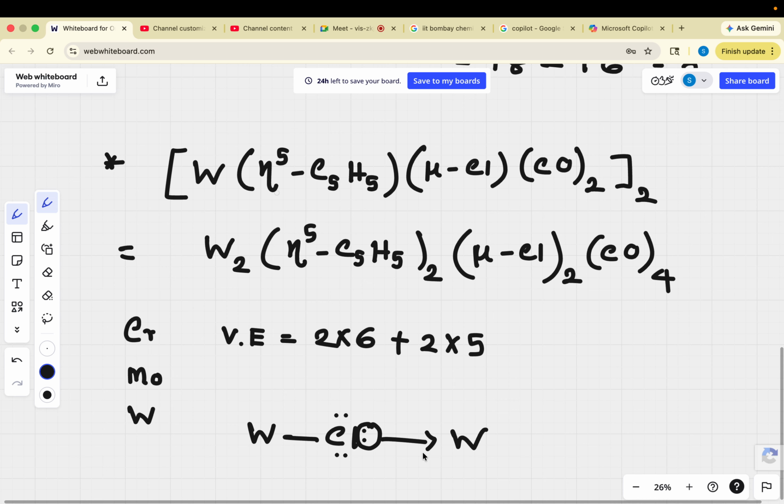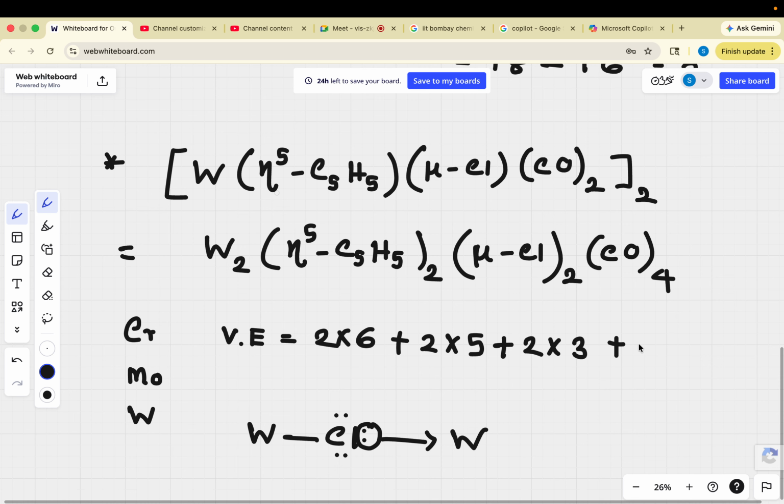Bridging ligand means at least you need 2 metal centers, right? Otherwise, if it is bonding with only one metal center, it is a terminal ligand. So at least 2 metal centers should be there. That's why they have written nothing, which means mu 1. So basically how many electrons is chlorine donating? 3 electrons, so it will be 2 into 3.